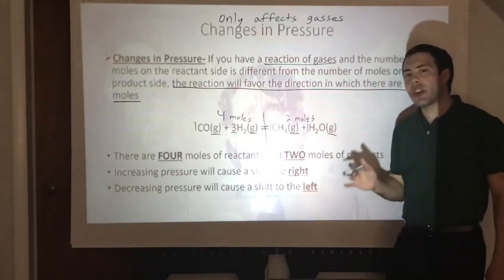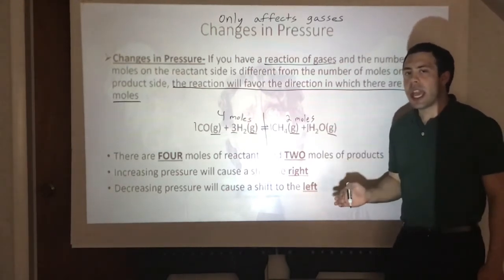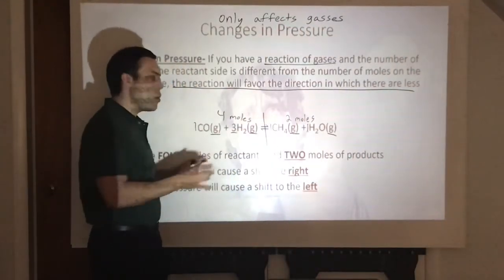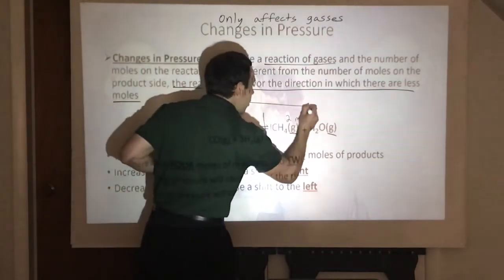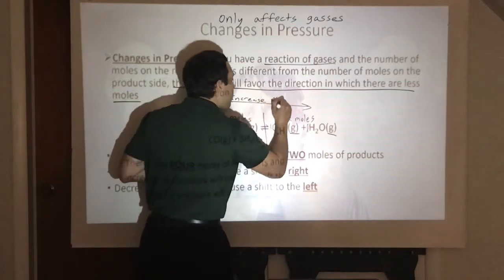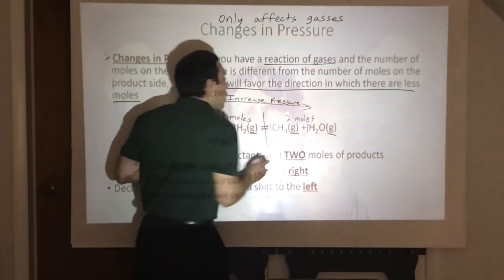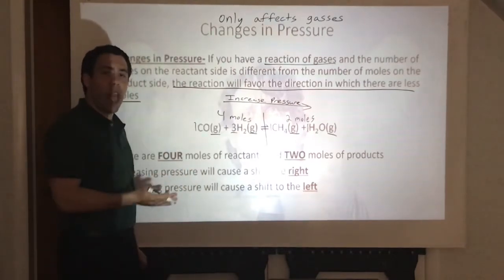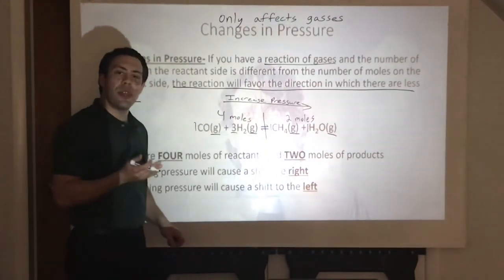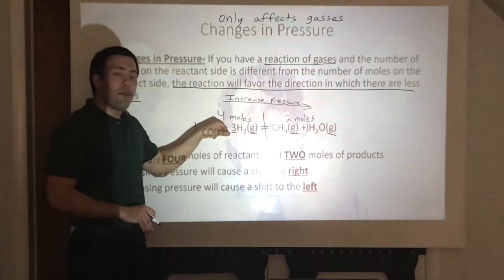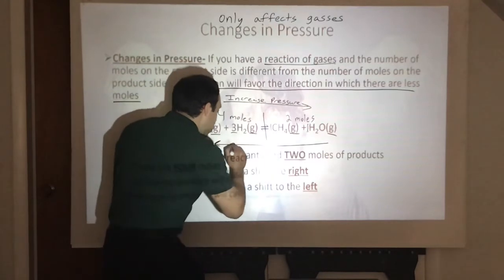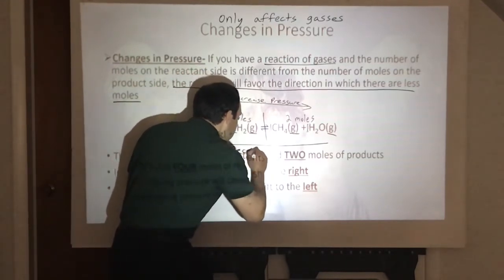If we were to increase pressure on this system, it's going to shift to the side with less moles. 4 and 2, obviously 2 is a smaller number. So if we increase pressure, the reaction will shift to the right. If we decrease pressure, it's going to shift to the side with the more moles. 4 and 2, 4 is a greater number. So if we decrease pressure, the reaction will shift towards the left.